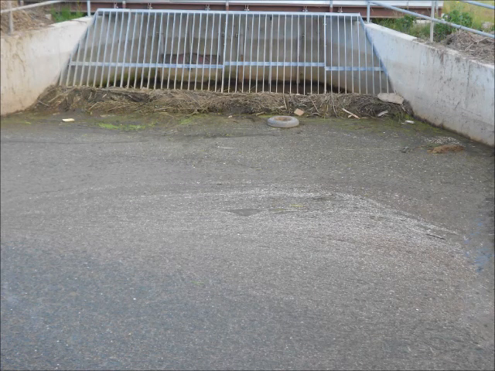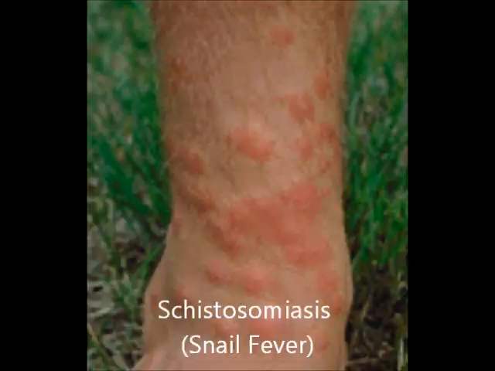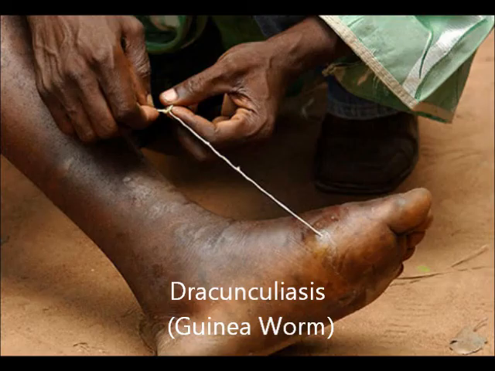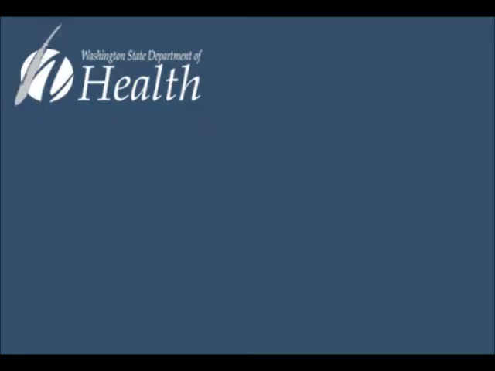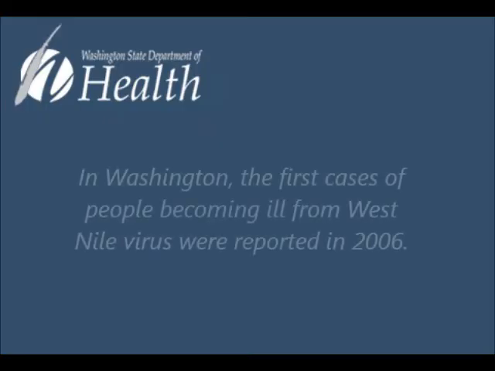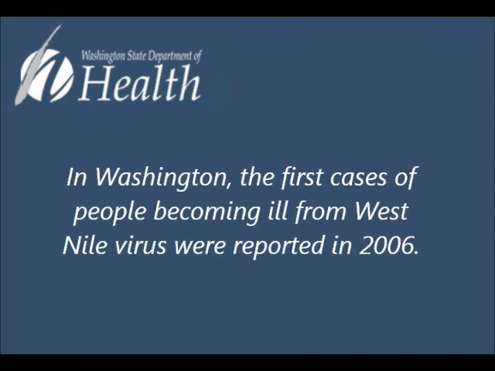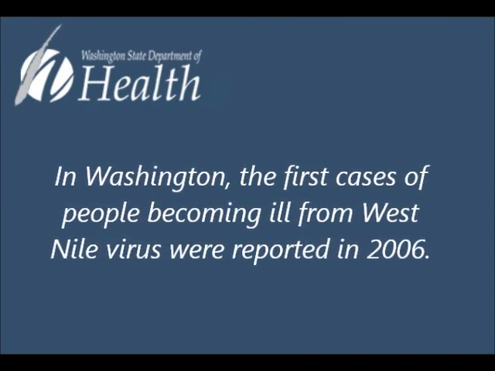In addition to mosquitoes, stagnant water could increase transmission of schistosomiasis, also known as snail fever. Stagnant water also plays a role in a truly disgusting parasitic disease called dracunculosis, or guinea worms. Click on the links to learn more about these devastating parasitic illnesses. Schistosomiasis and dracunculosis are third world diseases. However, West Nile virus has arrived in Washington State.